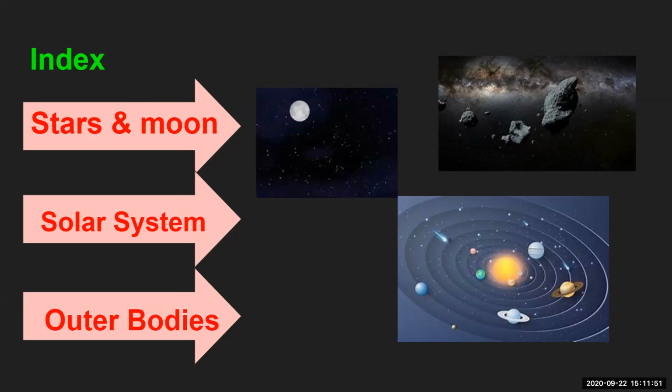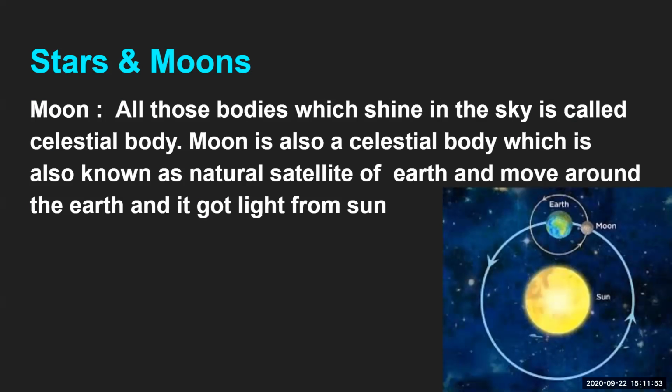Now let's start. So first comes the moon. So what is the moon? All those shining bodies, all those twinkling stars, moons, all those bodies which shine in the night sky, are known as celestial bodies. When you see the night sky, there are many stars, they shine. So these are celestial bodies. It can be moon, it can be stars, it can be sun.